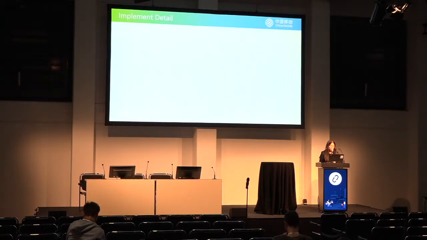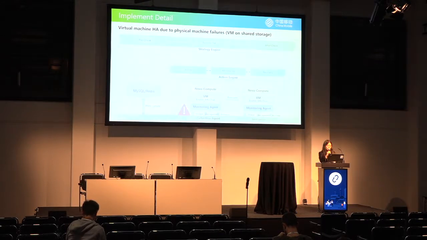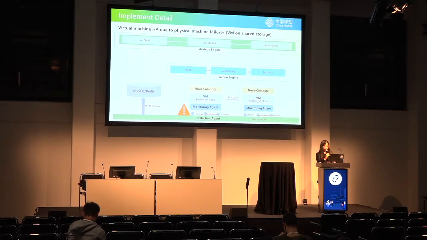So next, I will talk about the implementation details of Guardian. The first one is the virtual machine HA due to physical machine failures, where the virtual machine is on shared storage. The process is very similar to the last page, the previous page.